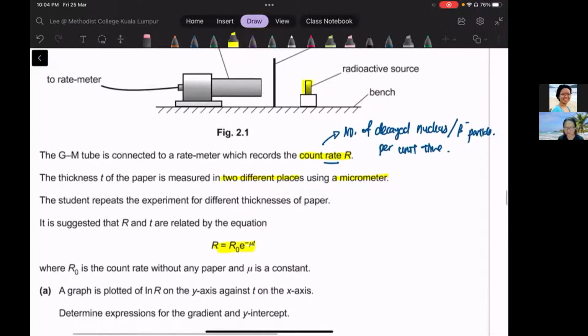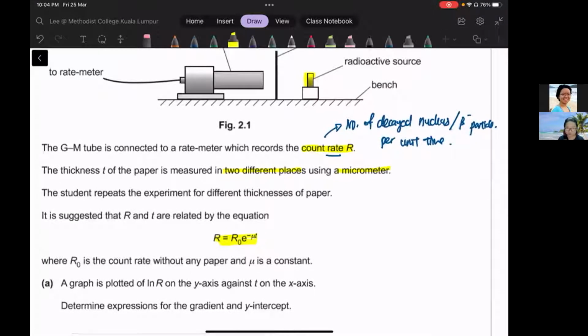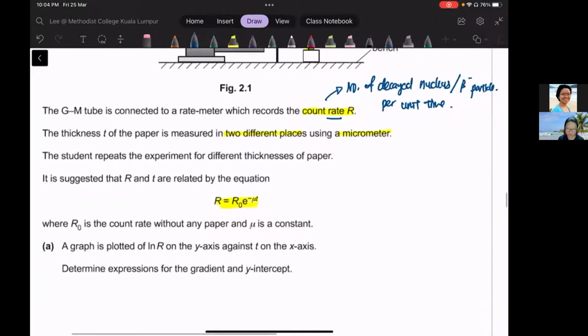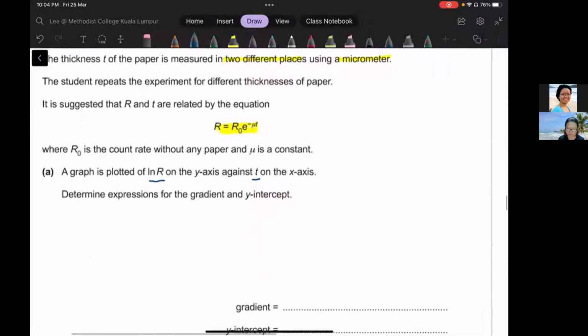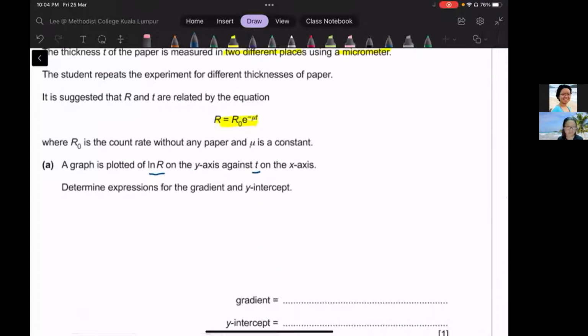So if you remember X-ray, this format is very, very similar. Hopefully this is not a new equation. A graph is plotted of ln R on the y-axis and T, the thickness of the cardboard or the paper, on the x-axis. Determine expressions for gradient and y-intercept. Every question starts the same: they give you an equation, linearize the graph.